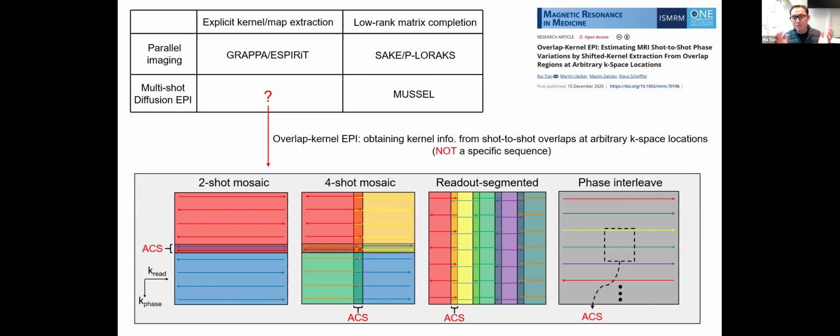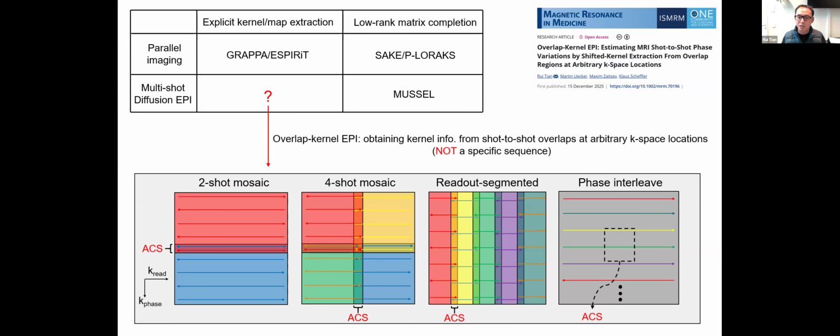And this doesn't change anything about the final image reconstruction, because at the end, with all different kinds of methods like navigators or something like that, you always need to have this shot-to-shot phase inconsistency information somehow loaded into the reconstruction.